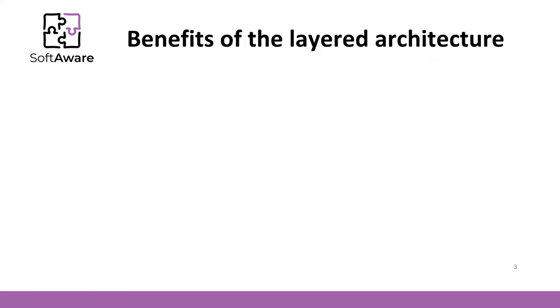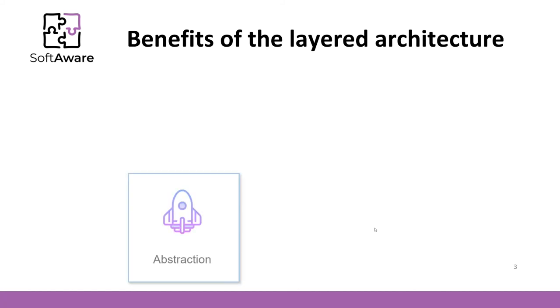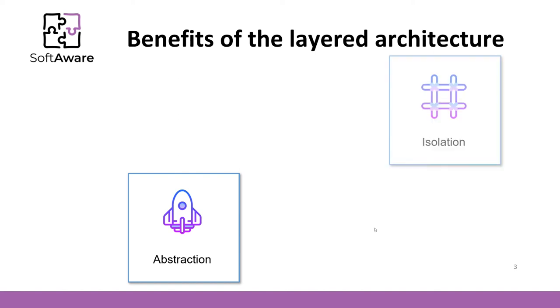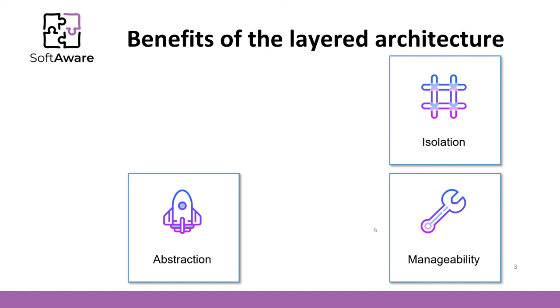Let's review the main benefits of layered architecture. Abstraction. Layers allow changes to be made at the abstract level. You can increase or decrease the level of abstraction you use in each layer of the hierarchical stack. Isolation. Allows you to isolate technology upgrades to individual layers in order to reduce risk and minimize the impact on the overall system. Manageability. Separation of core concerns helps to identify dependencies and organizes the code into more manageable sections.